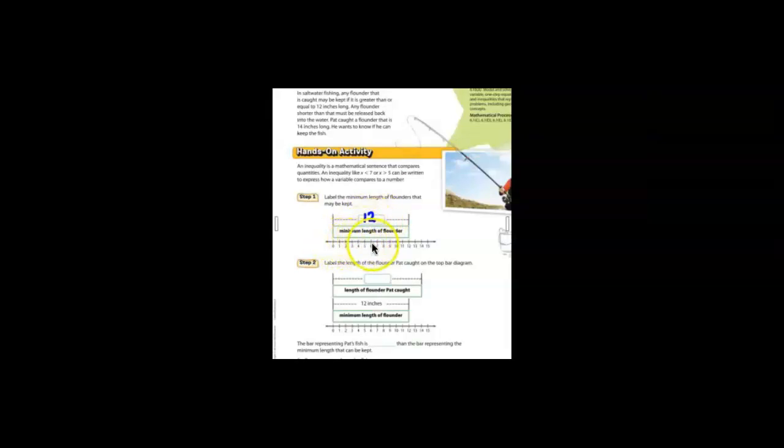And you'll notice that they have a number line right underneath it. And number lines are super important when you're describing inequalities. So it starts at 0, it ends at 12, and this is the minimum size of fish that you can keep. It can be equal to 12, but anything less than 12, it has to be thrown back in the water.